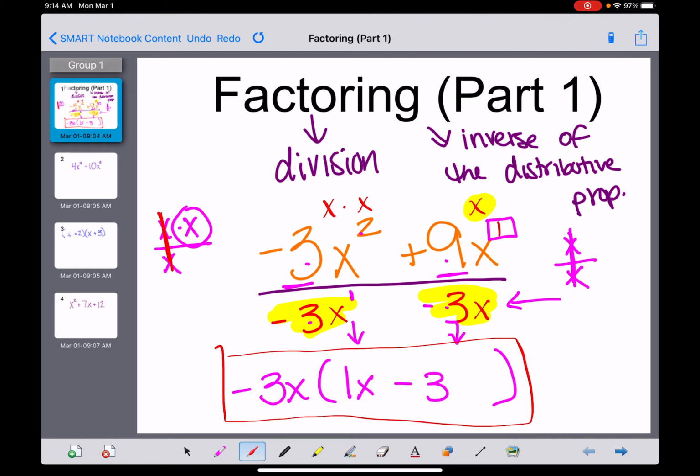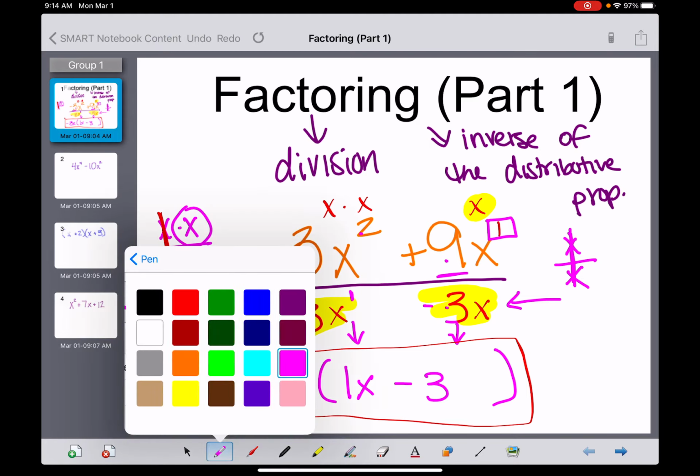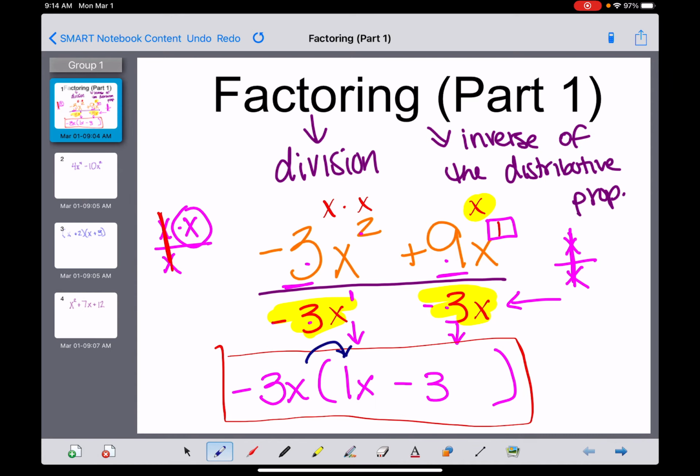I can always check my work because if I were to distribute this through, so I multiply through, I would get -3 times x is -3x to the second. -3 times -3 is +9x. And I'm back to my original problem. So we found the distributive property. That's what factoring is: going back to the form where we can distribute to get back to the original polynomial.